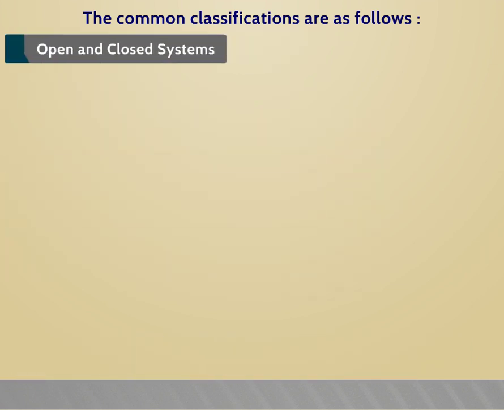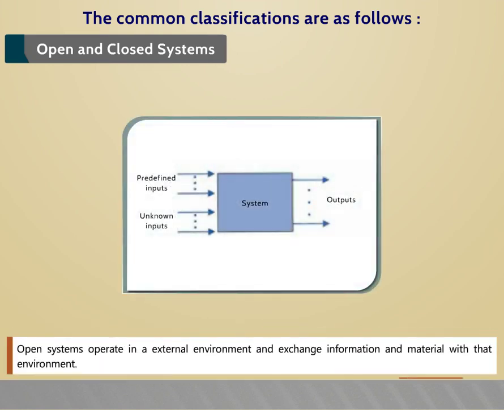Open and closed systems. Open systems operate in an external environment and exchange information and material with that environment.